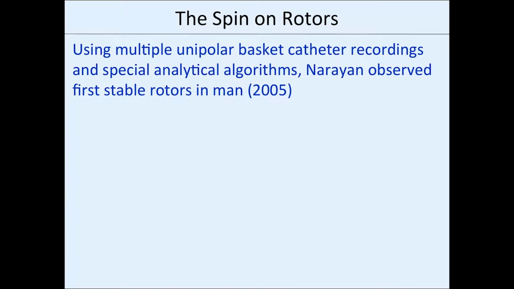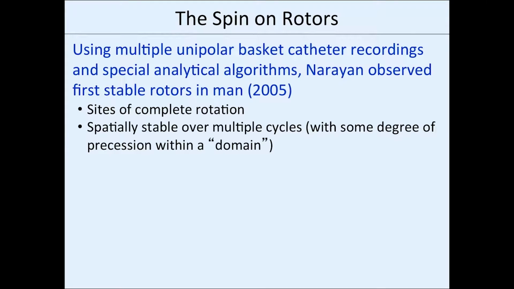So back in 2005, Sanjeev Narayan, then at University of California, San Diego, used multiple recordings from basket catheters in the left and right atrium and a special analytical algorithm which he derived showing that there were these rotors in each atrium operating sometimes independently. These were sites of complete rotation that were stable over several cycles for as long as he could record them. With some degree of precession within a small area, these rotors would move around like a child's top on a glass tabletop, spinning away. These were in relatively small circumscribed areas.